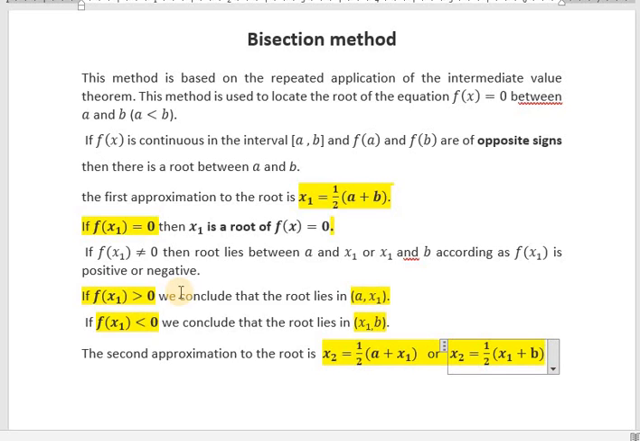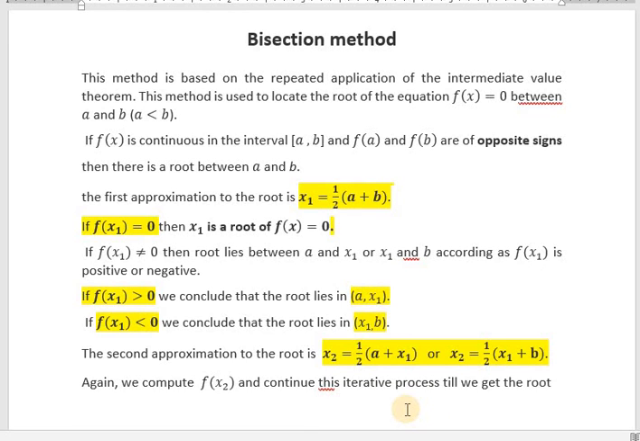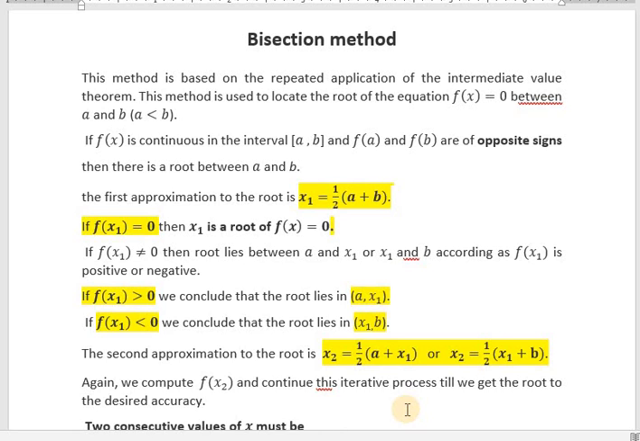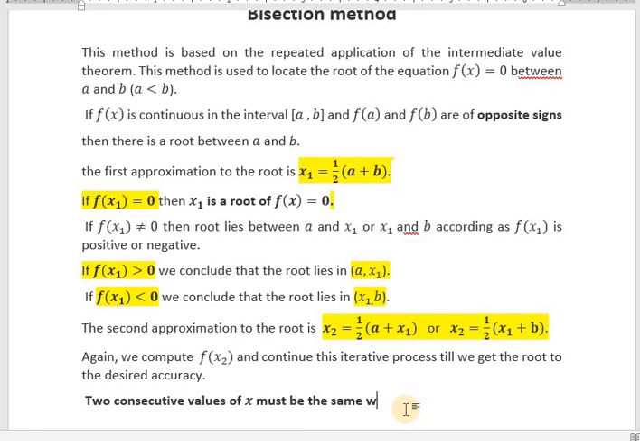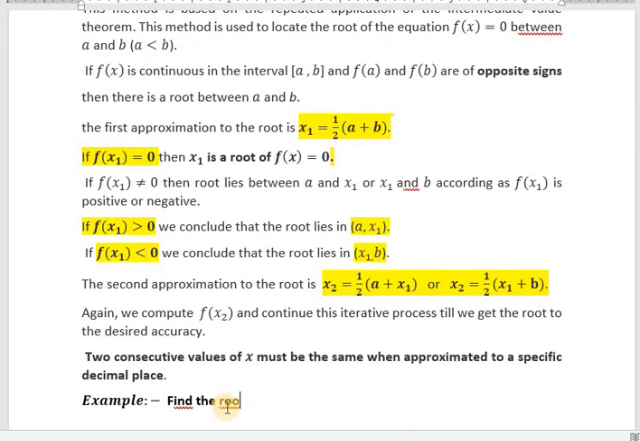See, depending on the value of f(x1), if it is positive, then the second approximation is x2 = half into (a plus x1). If f(x1) is less than 0, that is negative, then x2 = half into (x1 plus b). Again we compute f(x2) and continue this iteration till we get the root to the desired accuracy. If two consecutive values of x are the same, then we stop the iteration and that will be the root of the equation. Now let us take up an example.